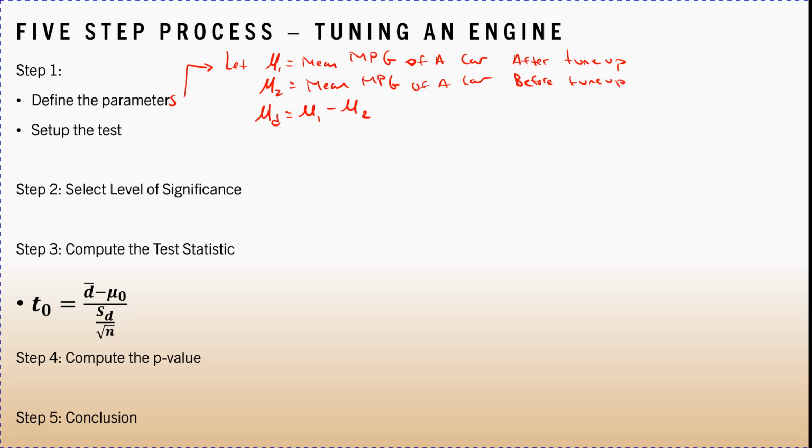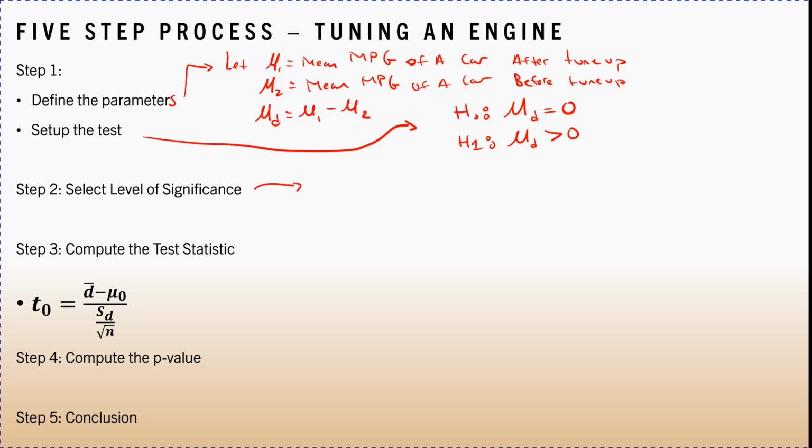So the way we're actually going to set up this test is like this. Our null would be that mu sub d, the difference. We'll start with the assumption that getting a tune-up should not change your miles per gallon, so that the difference between the two means, on average, should be 0. And then what we're looking to see is, no way, it should be greater than 0. This greater than 0 implies that, hey, look, there's a positive impact of getting a tune-up.